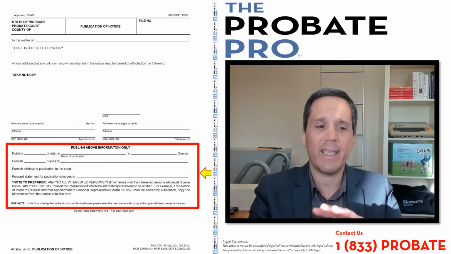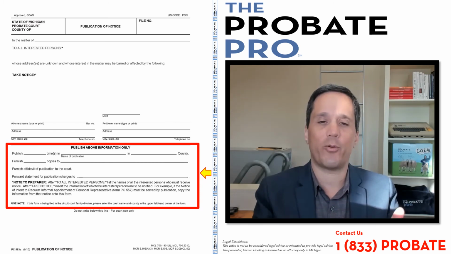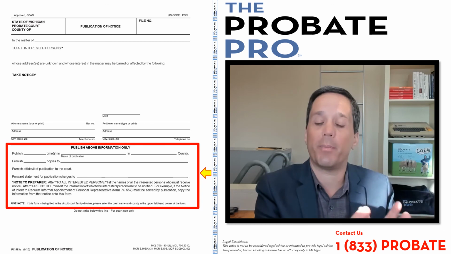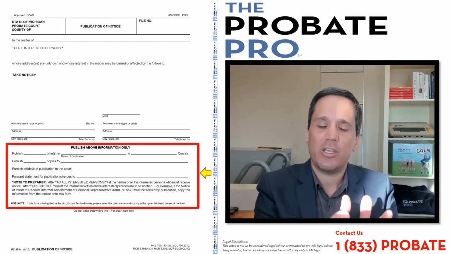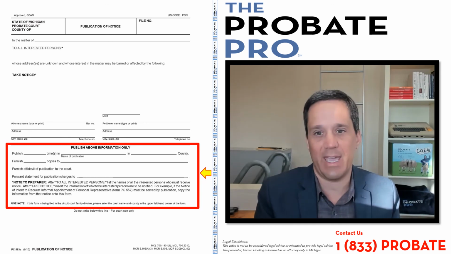So again, this particular publication of notice is used when there is no hearing, but publication is required. If there is a hearing, you'd use PC 563. If there's no hearing, 563a.